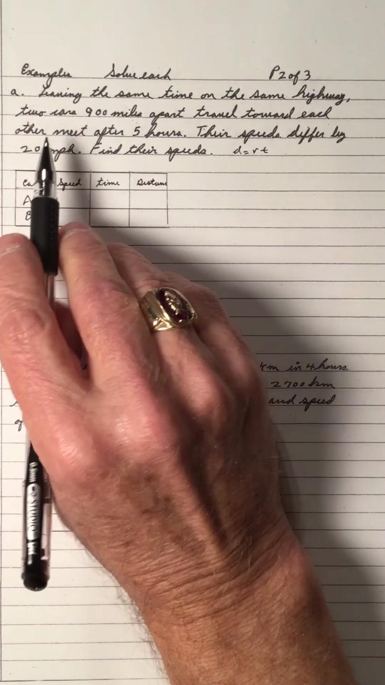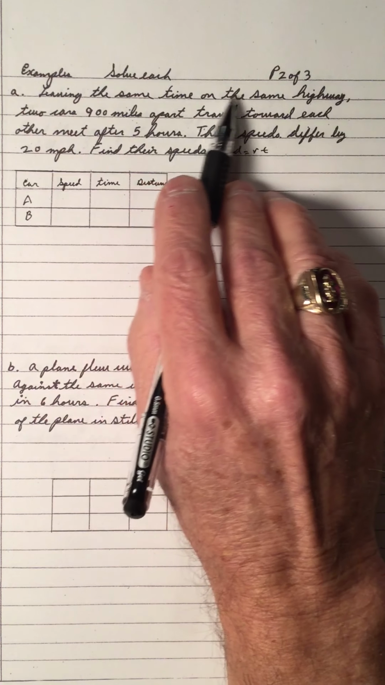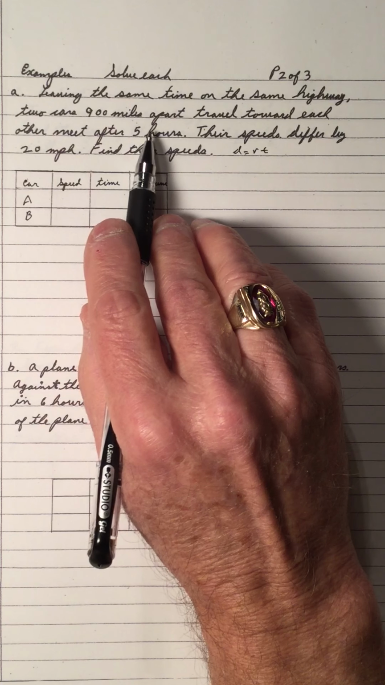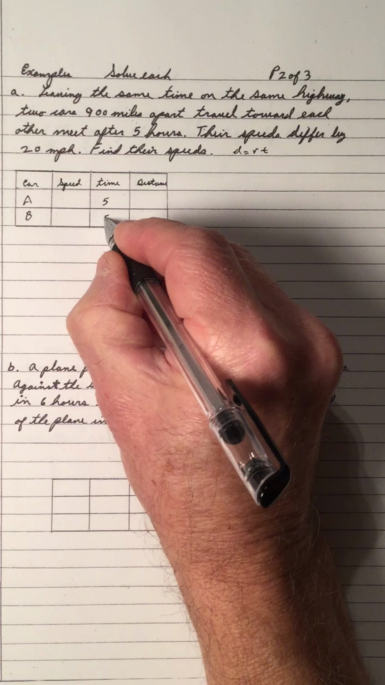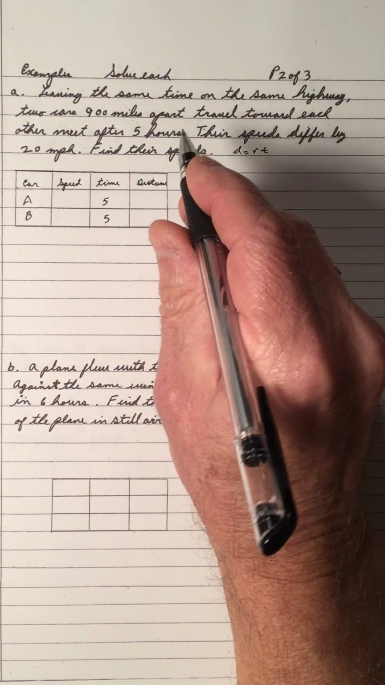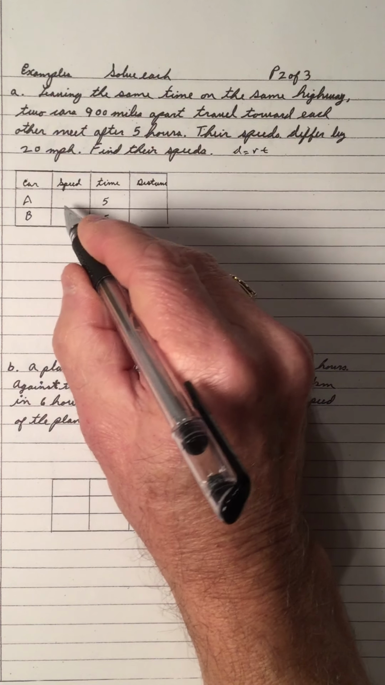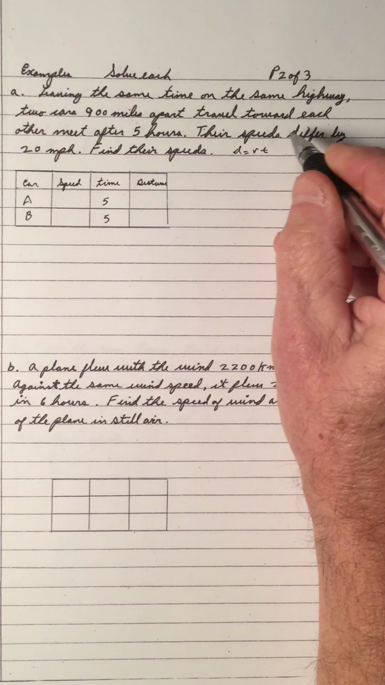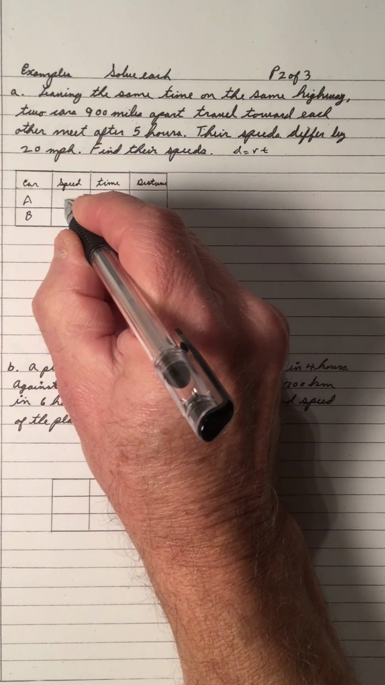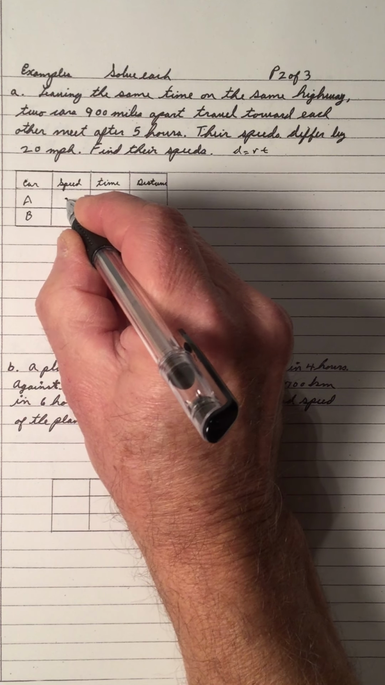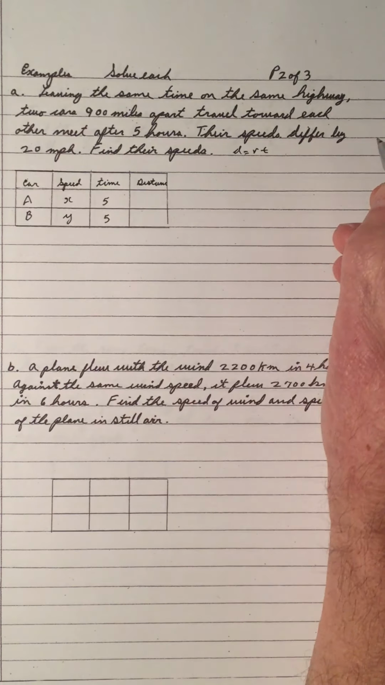They leave at the same time, travel on the same highway, they meet after 5 hours. So that means they're both traveling for 5 hours, and their distance traveled is 900, but let's write an expression for their speeds differ by 20. So let's let the speed of car A be x and the speed of car B be y.